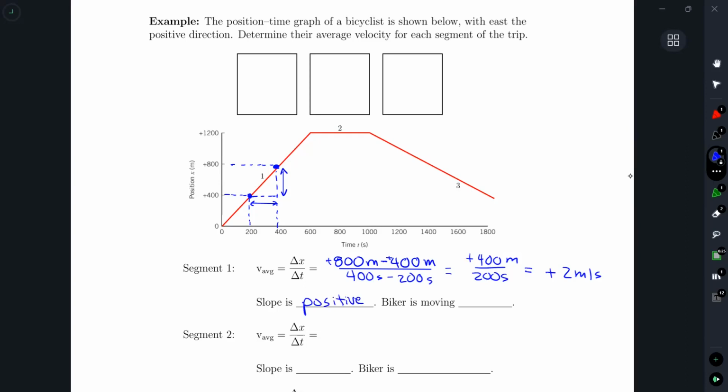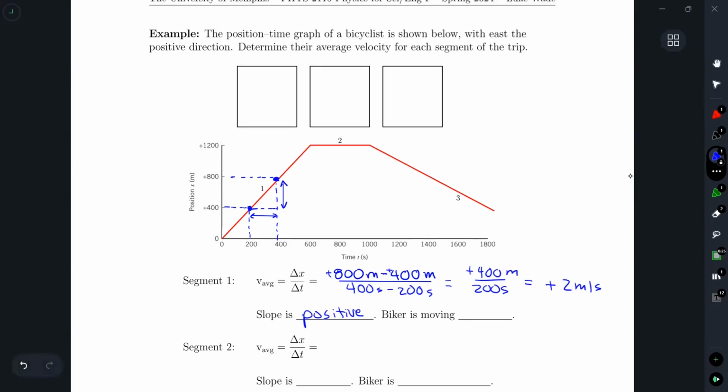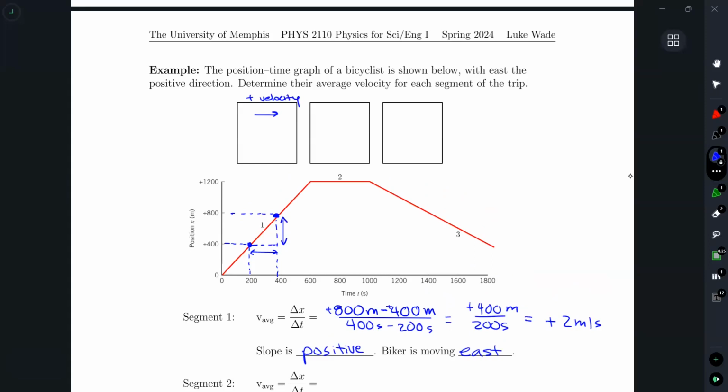Okay, so my slope is a positive number. What does that tell us about the overall motion of this bicyclist? Which way are they moving? They're moving forward. Moving, which way did we call the positive direction? East. East. At first, they're moving with a positive velocity. They're going one way.